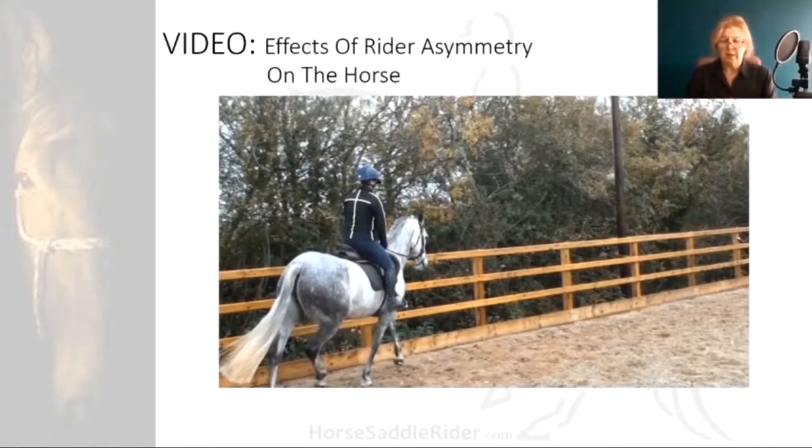So all I've done is made a couple of interventions to mimic asymmetry very subtly and to look at the effects of this on this horse who's not used to an asymmetrical rider, or to the degree that we have intervened. And the film's about 7 minutes long.